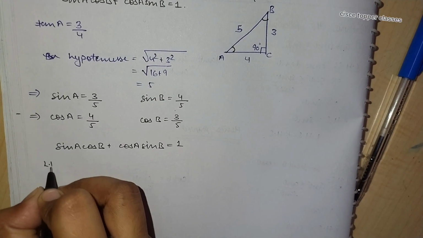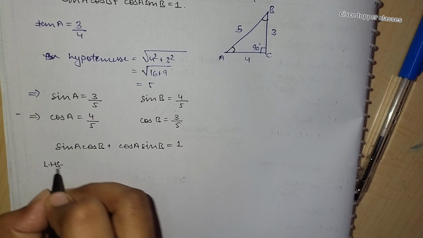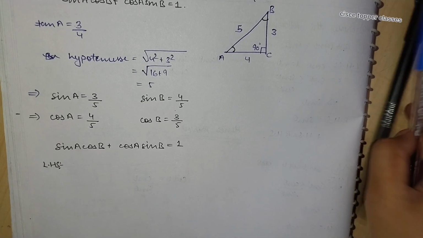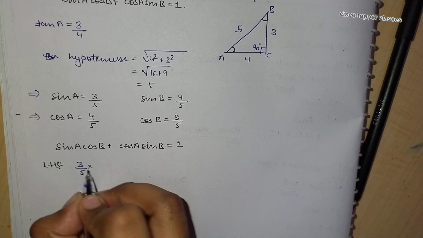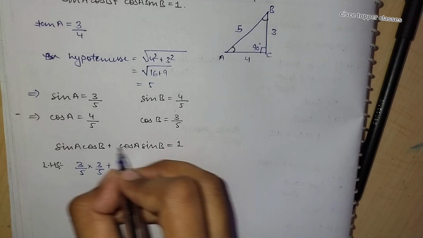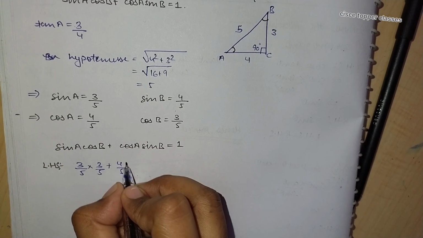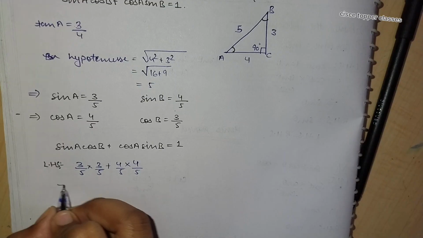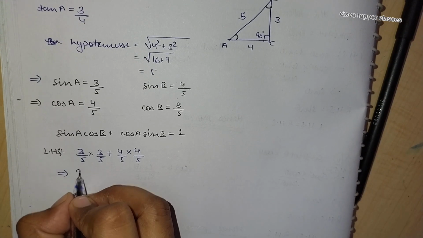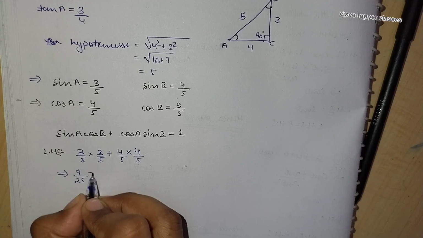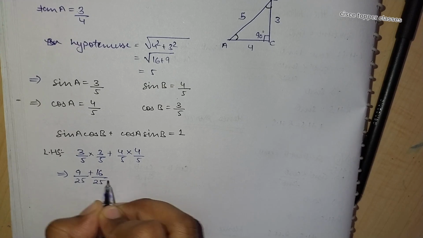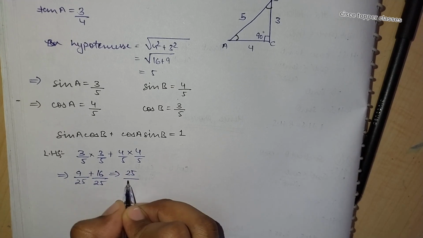So if we take the LHS part here, if we write the values here, this will be sin A, we know this is 3 by 5. Cos B, we know this is again 3 by 5. Plus cos A also we know 4 by 5, and sin B also we know 4 by 5. So if we write this part, this will be 9 divided by 25 plus 16 divided by 25. So this will be 25 by 25.